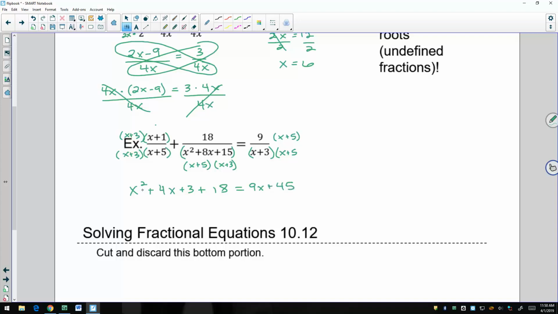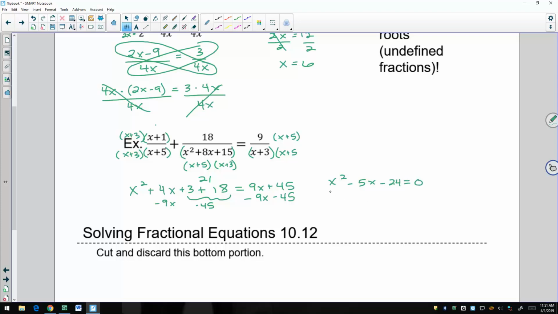Now, as soon as you see that there's an x squared, you should be thinking to yourself, I'm going to have to factor. Before you factor, though, you have to get it equal to 0. I also should combine my like terms here. 18 plus 3 is 21. So now I'm going to minus the 9x over to the other side, minus the 45 over. So minus 9x minus 45. So I get x squared, 4 minus 9 is negative 5x, and 21 minus 45 is negative 24, equals 0.